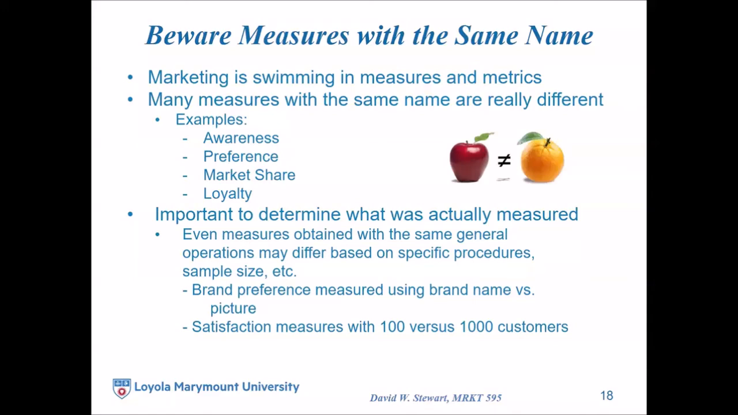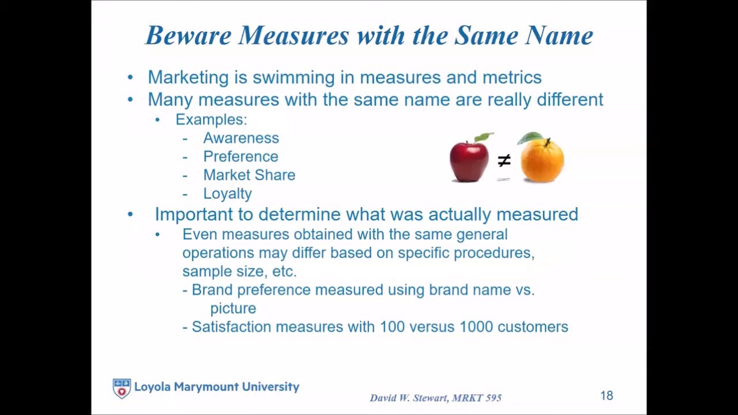Awareness sounds like something simple, right? Are people aware of my brand? Well, how is awareness measured? There is unaided awareness. Unaided means, if I were to ask you about laundry detergents, how many brands could you name? That's one way to measure awareness. And what we're measuring there is what's often referred to as top of mind. It's things that really come to mind when I ask you about detergents or automobiles, or pick your product category.